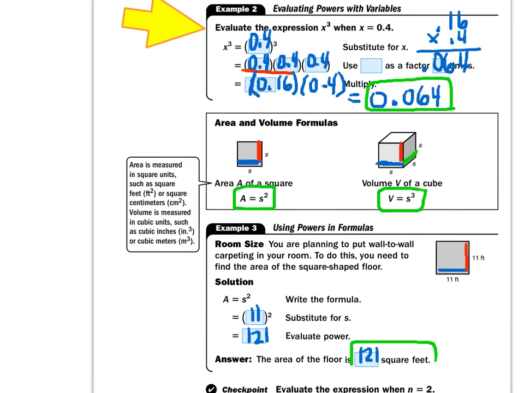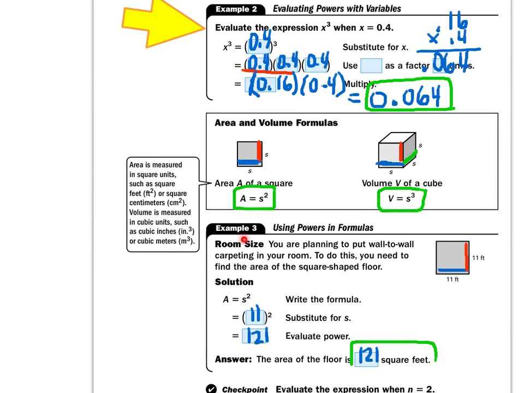Okay, for area, remember area of a square or a rectangle or a quadrilateral would be base times height here. So with a square, the base and the height are the exact same value. So that's why they call it side squared, so side to the 2nd power. For a cube, remember all the edges are exactly the same. So length times width times height is just S times S times S, or S to the 3rd power.